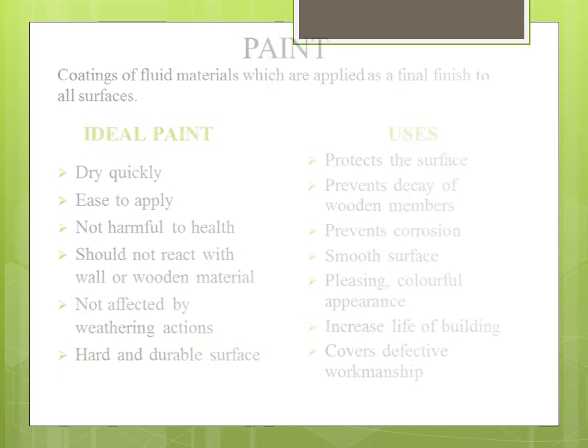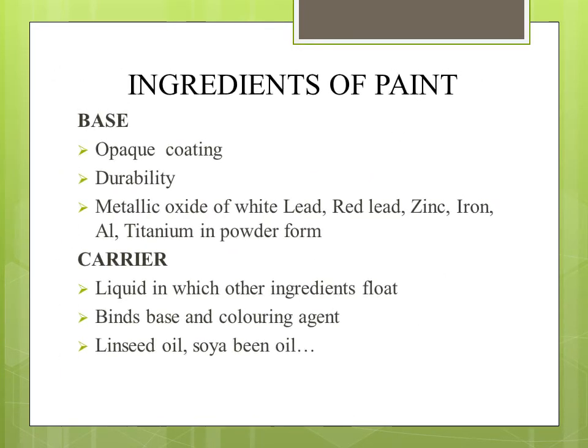Next, on to the most important part of the module, that is the ingredients of paint. Now, this is very useful in practical cases also. We need to understand the ingredients of paint in detail. The paint consists of 6 ingredients. It is base, carrier, extender, pigments, solvent or thinner, and dryer.